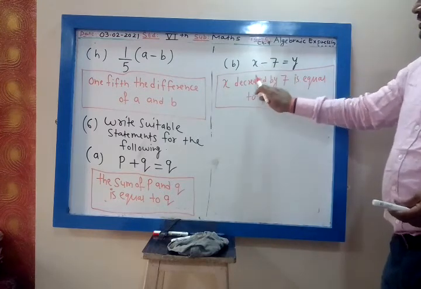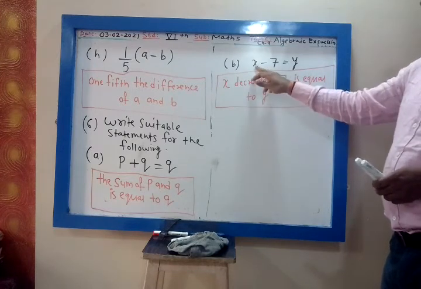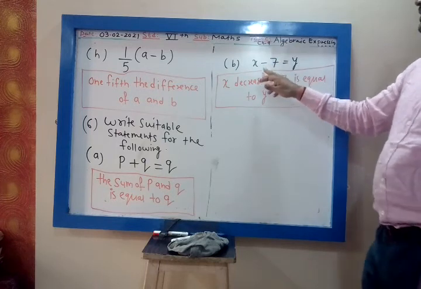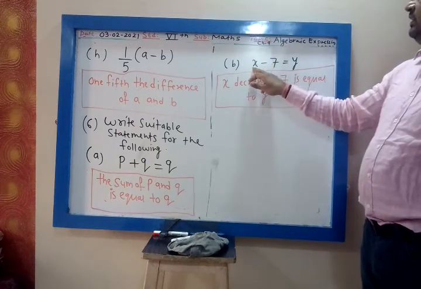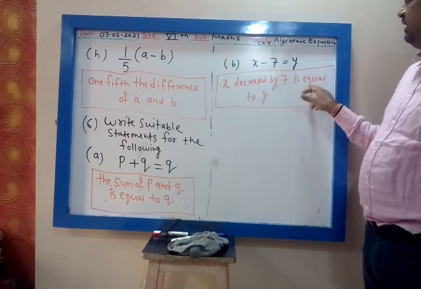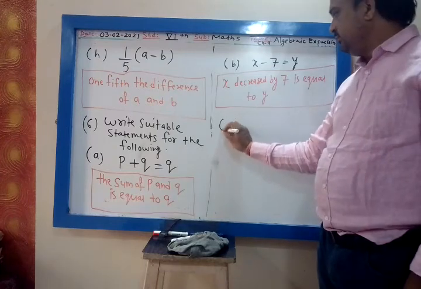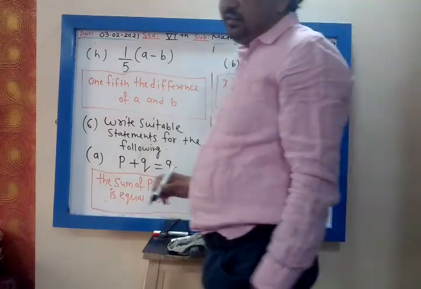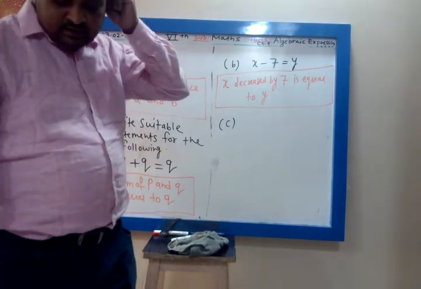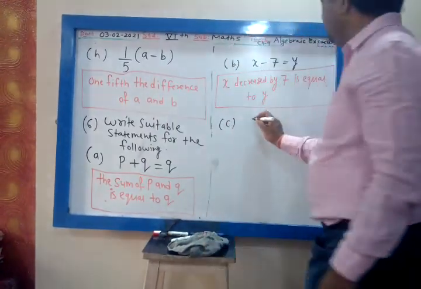Minus means decreased, so x decreased by 7. So x is decreased by which number? By 7. x minus 7 means x decreased by 7. Equality means is equal to y. So minus means decrease sign. Then we have x plus 5 greater than 7.